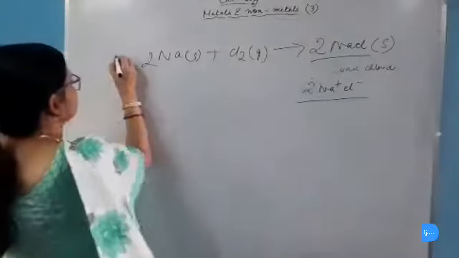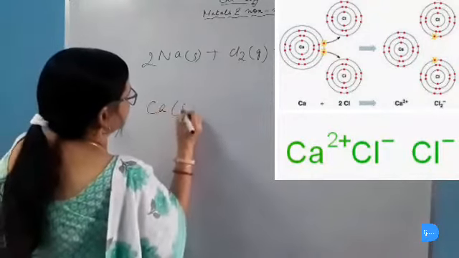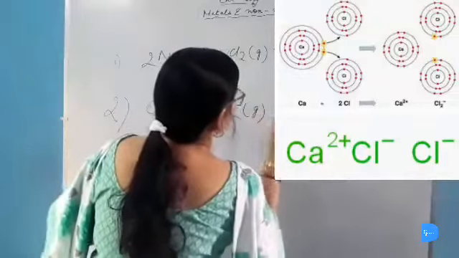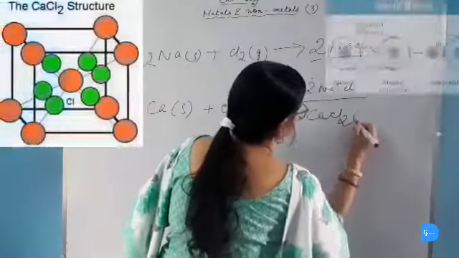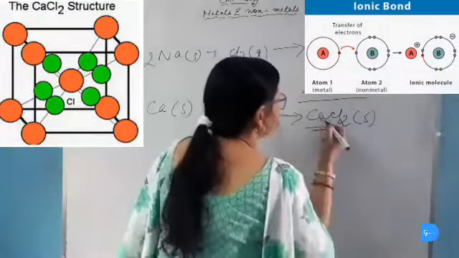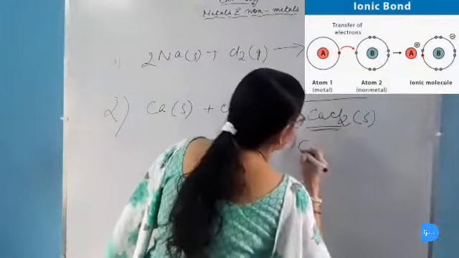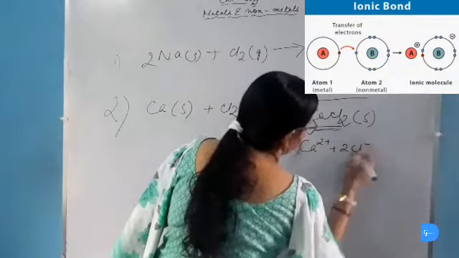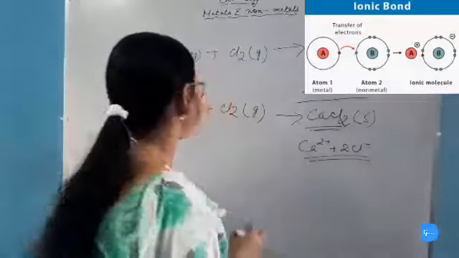Next example is with calcium. Calcium reacts with chlorine and gives calcium chloride. This also contains positively charged calcium ions and negatively charged chloride ions. It contains Ca2+ and 2Cl-. Thus it contains ions and thus it is ionic chloride.